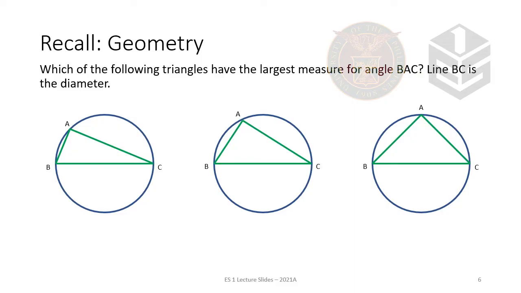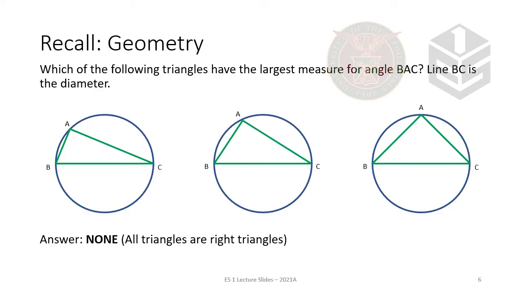Which of the following triangles have the largest measure for angle BAC? Line BC is the diameter of the circle in these illustrations. So, is it the left one, the middle one, or the right one? If you chose one of these figures, then you are wrong, okay? Because none of the triangles have the largest measure for angle BAC. All of them are right triangles.